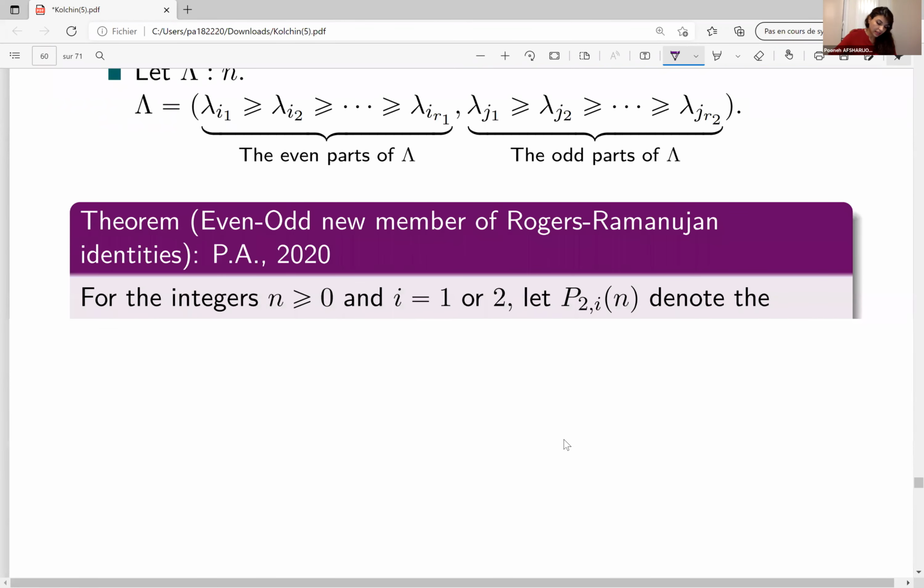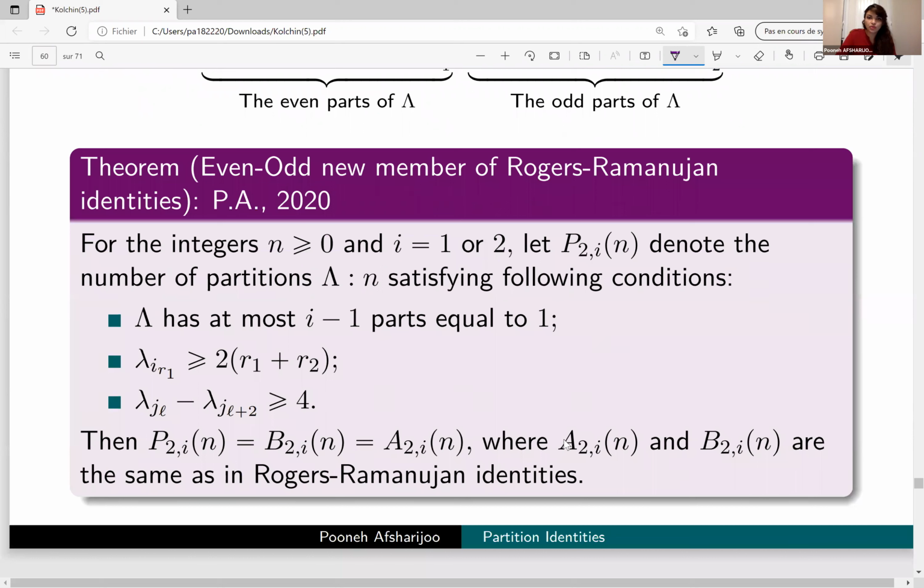The theorem says that if we denote by P_2i(n) the number of partitions of n with at most i minus 1 parts equal to 1, whose smallest even part is at least equal to 2 times the length of lambda, and whose odd parts verify this inequality, which means that if we take a block of 3 odd parts, then the difference between the first and the last part of this block is at least equal to 4, then P_2i(n) is a new member of the Rogers-Ramanujan identity.